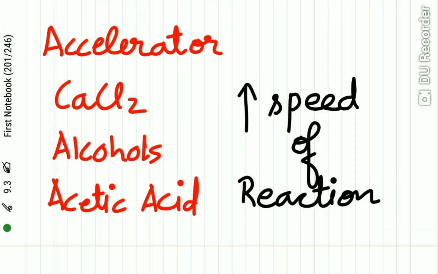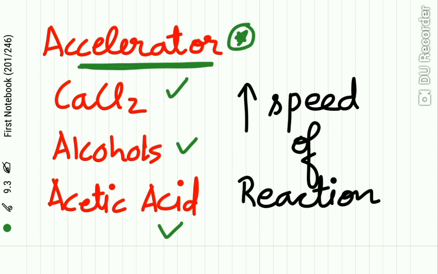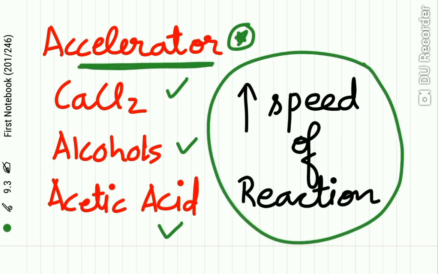Now, the accelerators. What are the accelerators which are used? The accelerators commonly used are calcium chloride, the primary alcohols, and the acetic acid. As the name says, the accelerator increases the speed of reaction.